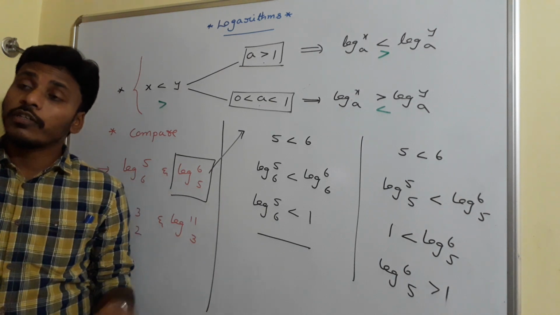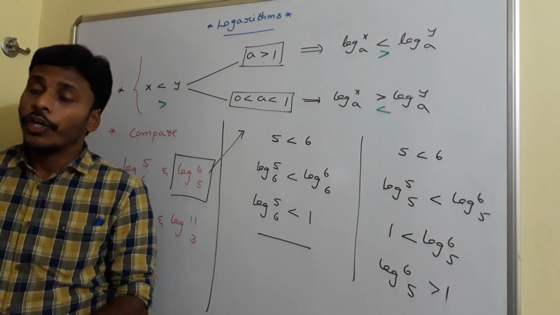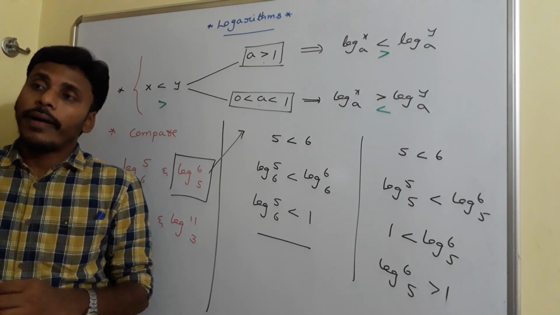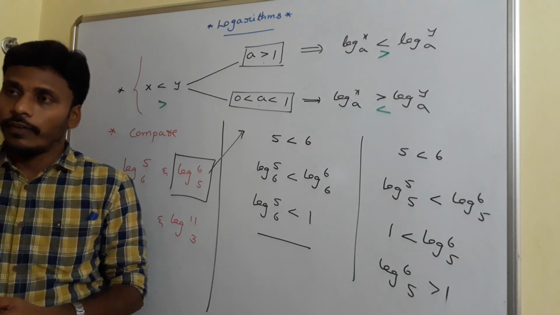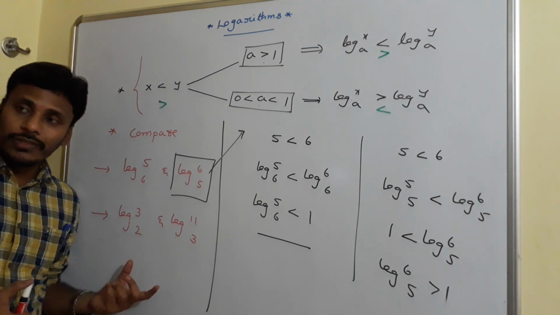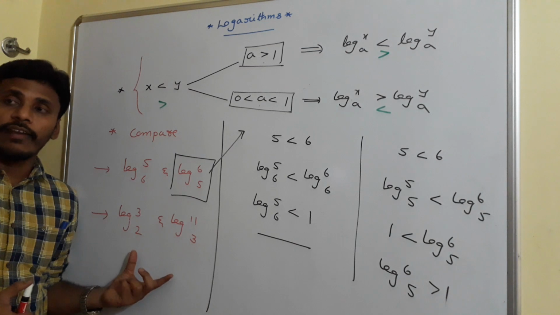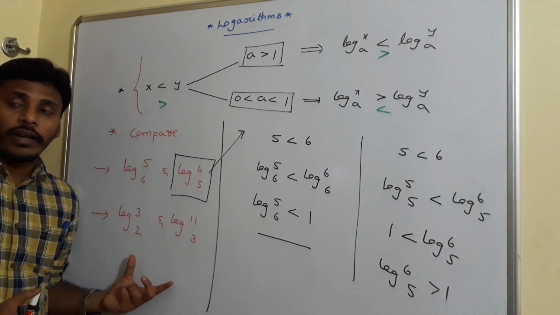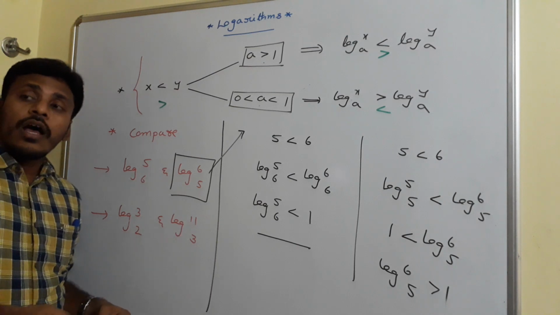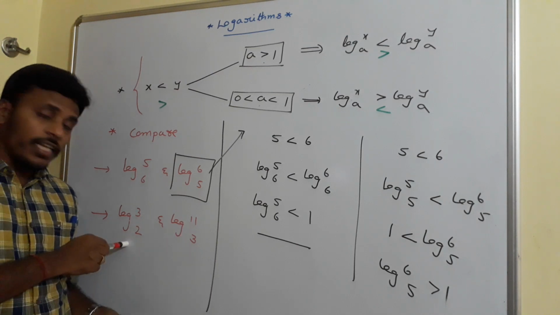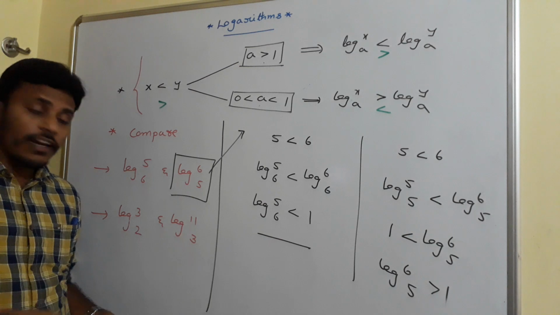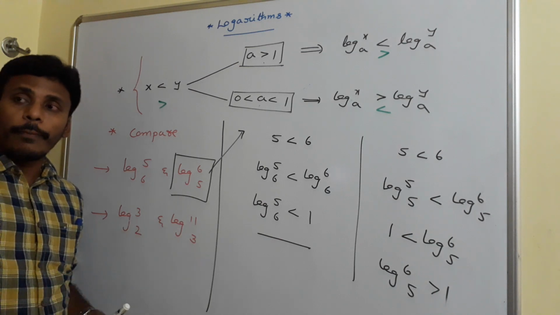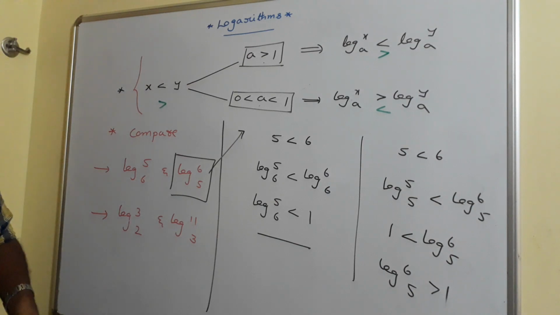Right? Suppose both the values are greater than 1, you need to think about 2. You need to compare those two given logarithms with 2 itself. Now I have one more problem. If these two values are greater than 1, you need to think about 2, to decide whichever is greater, either log 3 base 2 or log 11 base 3, you need to compare with the base to the power 2.